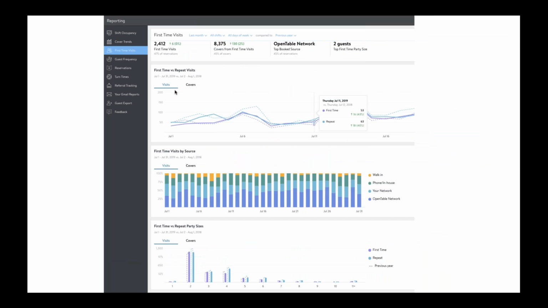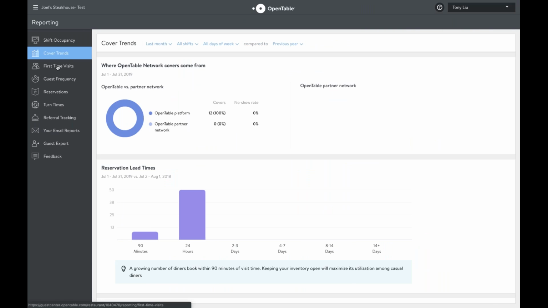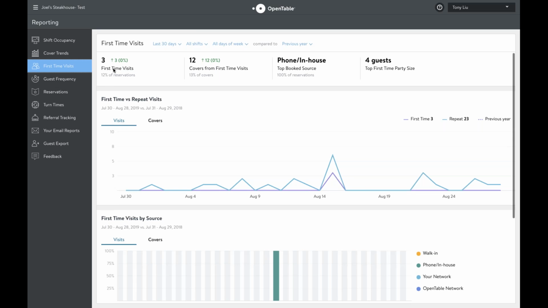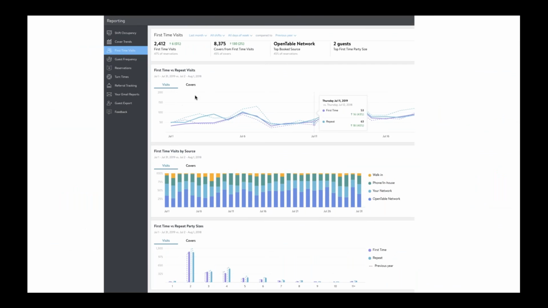First-time visits. When you click on first-time visits here, the report provides real insight into first-time diners that come into your restaurant. So it's saying the last 30 days, the filtering is always on top, compared to the previous year. How many of my reservations were first-time visits? 12%. Let me switch over to the actual data, it looks a little prettier.